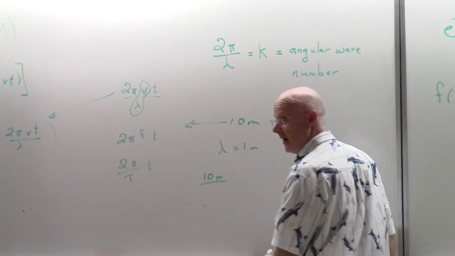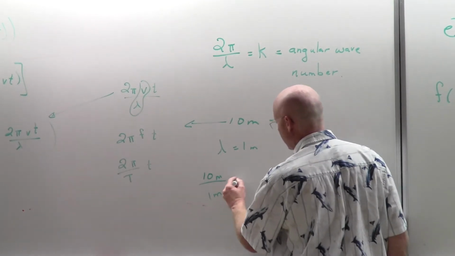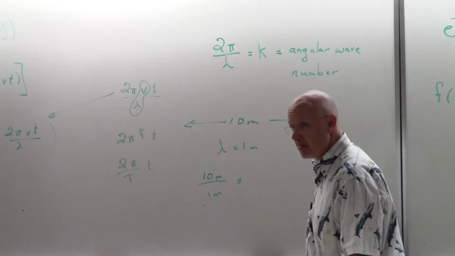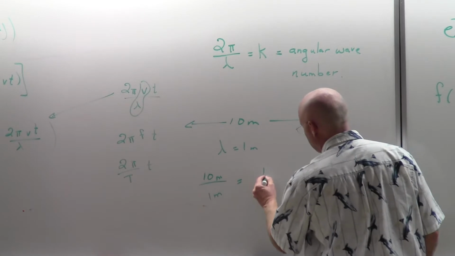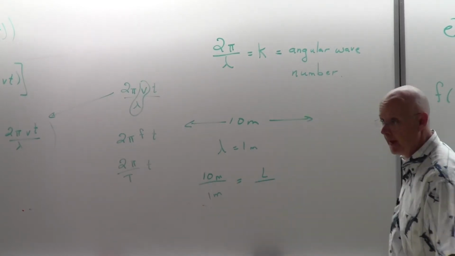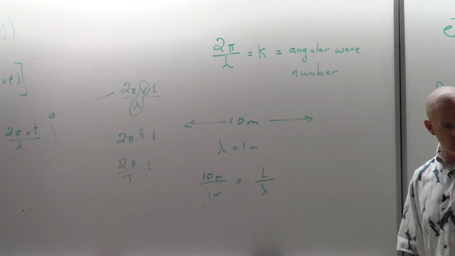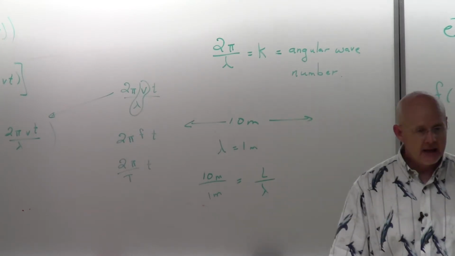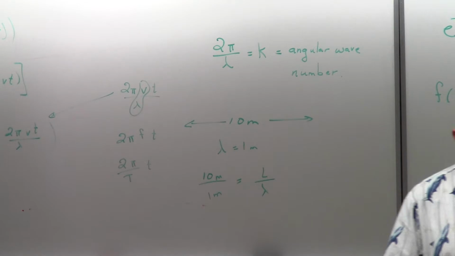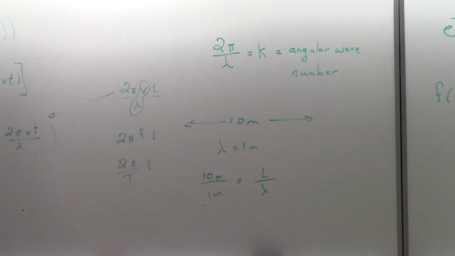10 meters divided by 1, right? In the abstract sense, if I were to tell you the length of the room was L, and the wavelength was lambda, and I ask how many wavelengths can you fit in a room of length L, you would go L divided by lambda, right? And you would be telling me that's how many waves I can fit in here.